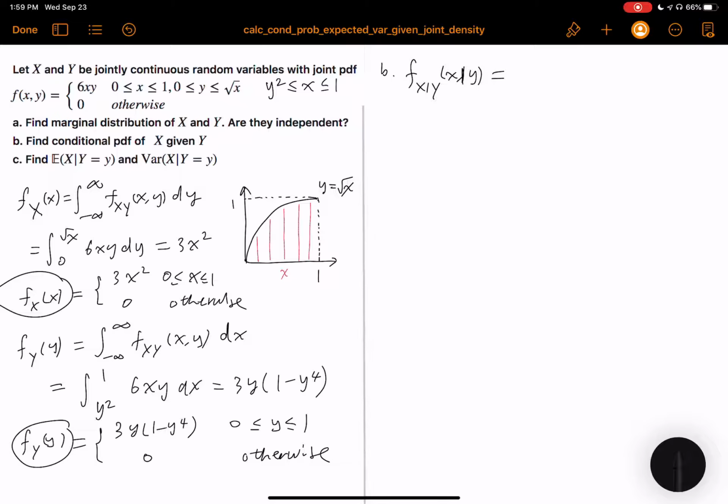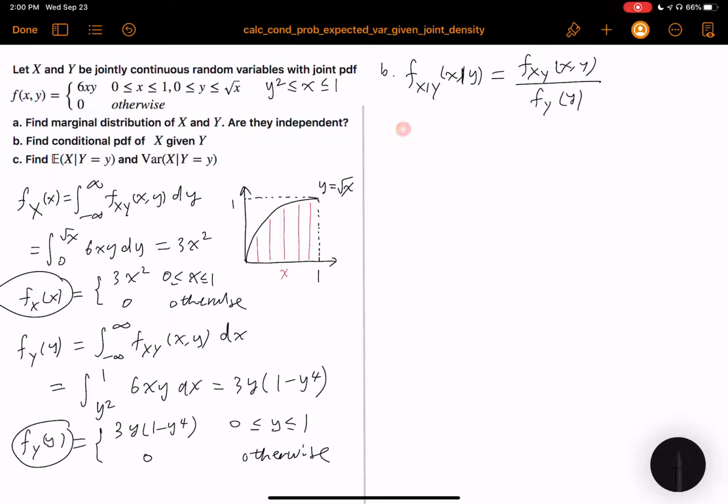So this is equal to, in general, to calculate the conditional density, we take the joint density divided by the marginal density here. So in general, to calculate the conditional density of x given y, this is equal to the joint density of x and y divided by the marginal density of y.